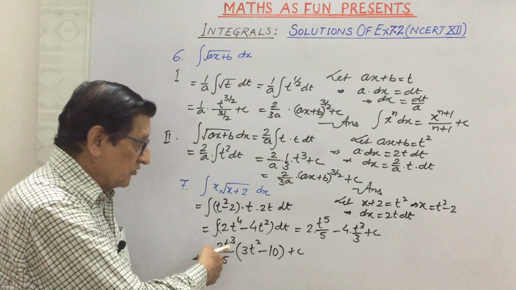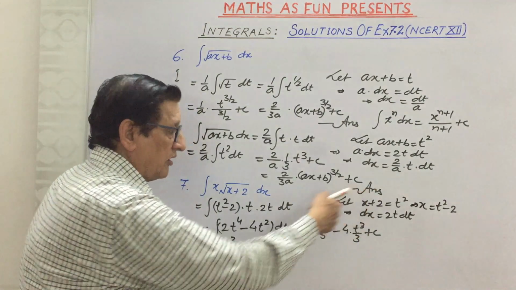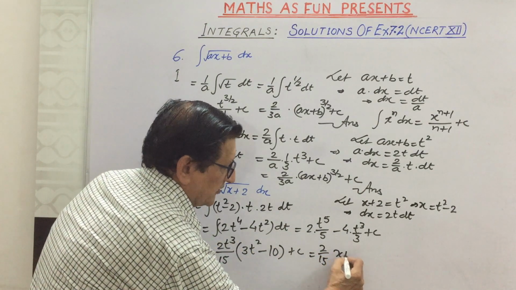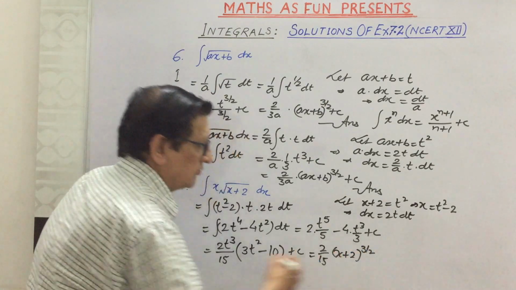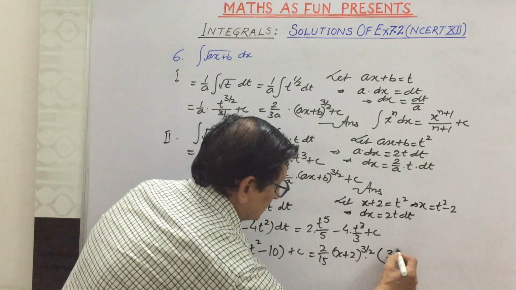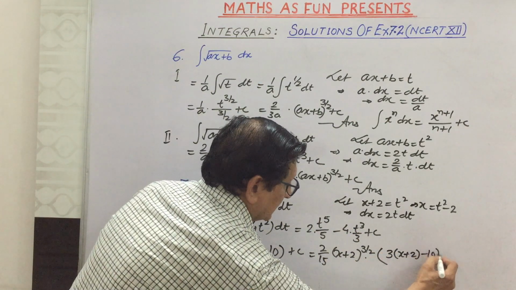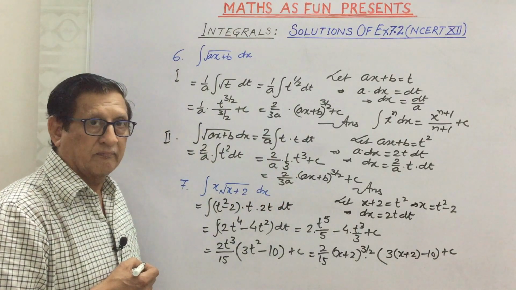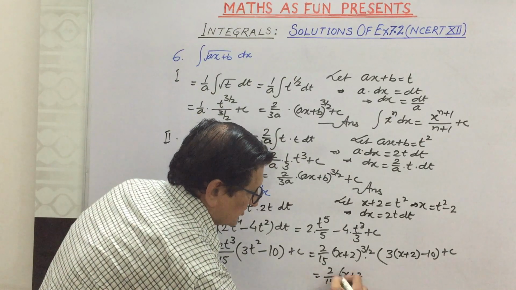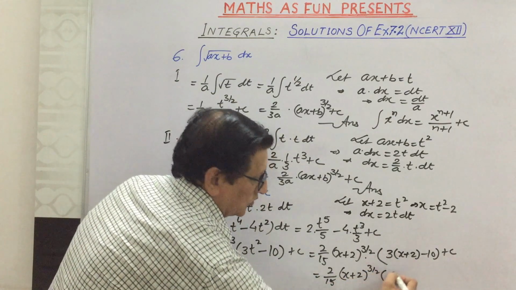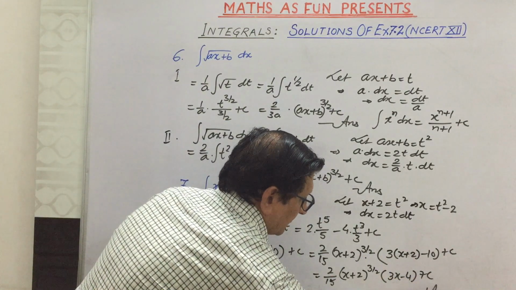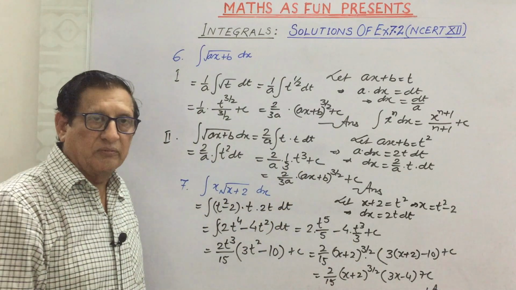And now we substitute the value of t. T is x plus 2 power half. Cube will be x plus 2 power 3 by 2 into t square is x plus 2. So this is 3 into x plus 2 minus 10 plus c. If we simplify this, we are getting 2 upon 15 x plus 2 power 3 by 2 into 3x minus 4 plus c, which is the answer to this particular problem.